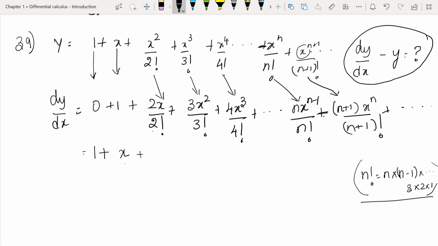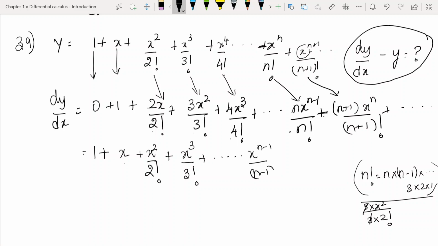Come to the next term. Next term is 3 factorial, which is 3 into 2 factorial, so this 3 gets cancelled with the numerator 3. These two get cancelled, so what remains is x square by 2 factorial. Now the same thing with this 4 and this 4, so what remains is x cube by 3 factorial, and so on. Now this term is n, and n gets cancelled, x power n minus 1 by n minus 1 the whole factorial. Now this term is n plus 1, it gets cancelled, what remains is x power n divided by n factorial plus dot dot dot.